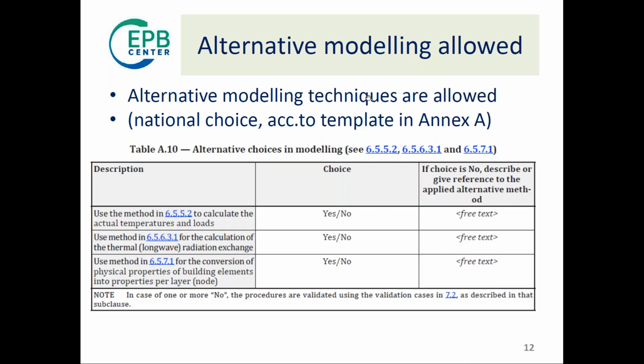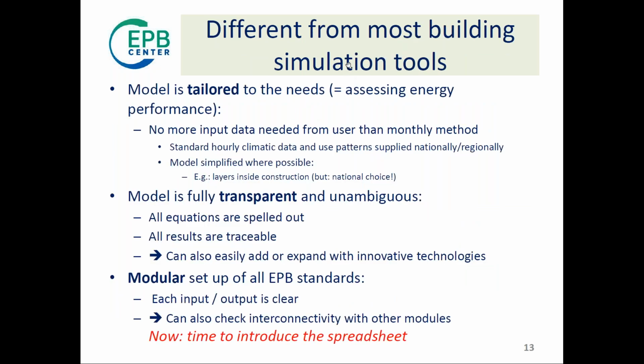Yeah, so as I said, alternative modeling is allowed, and all these options that you can choose, for instance, at the national level, they are, as you know, if you have attended previous webinars, all given in normative Annex A. So here you find, for instance, table A10, which can be filled in at national level, whether or not to allow for an alternative method, and if so, to give the reference to that method.